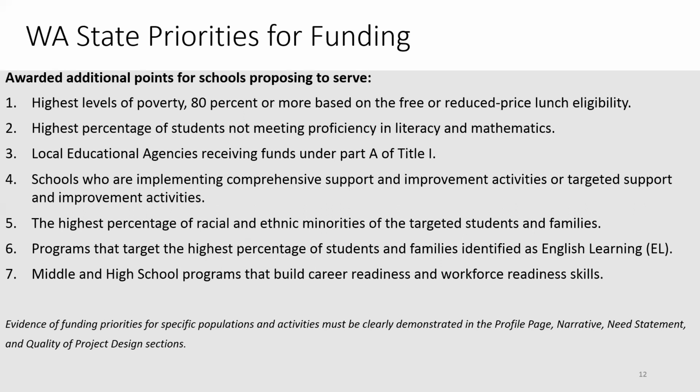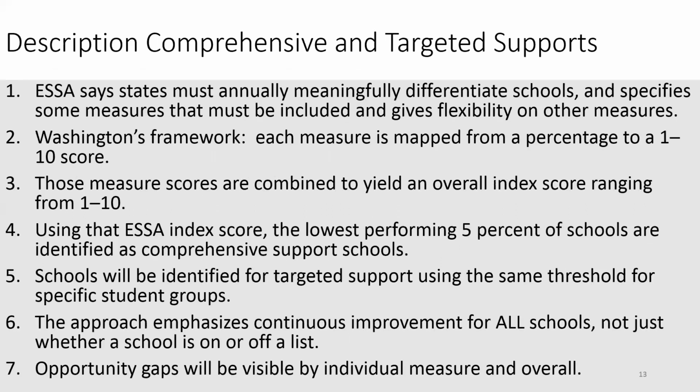And a few of these priorities for funding in here that talk about serving the highest percentage, those are percentages that we get from the OSPI student data warehouse that we will figure out in your application, especially if you're applying for more than one site. It will give a weighted score. And this is also really important here at the very bottom of your screen. It's italicized. And we have to see evidence of these priorities in certain parts of your application, which are the profile page, the narrative, the needs statement, and the quality of project design. And hopefully in your evaluation model.